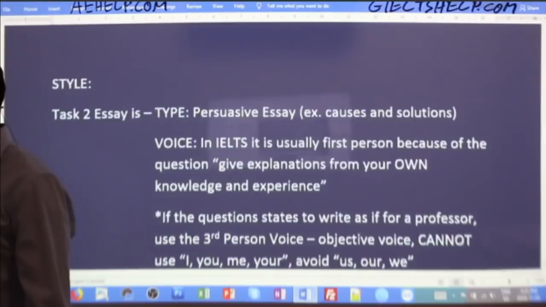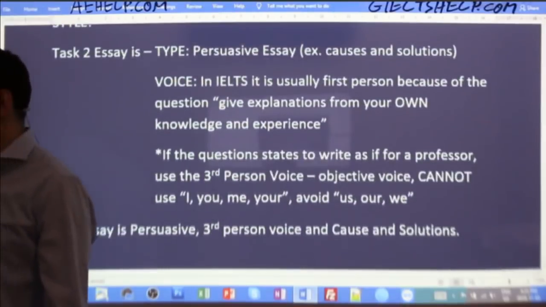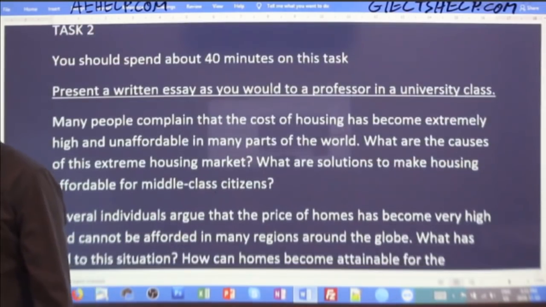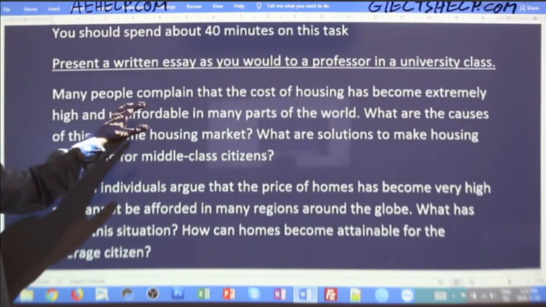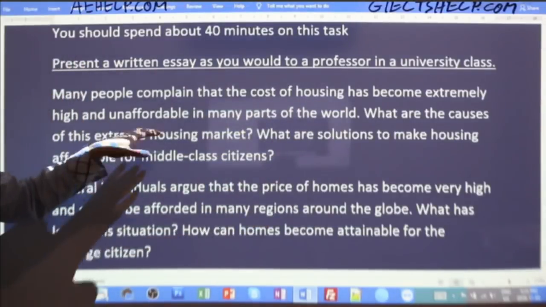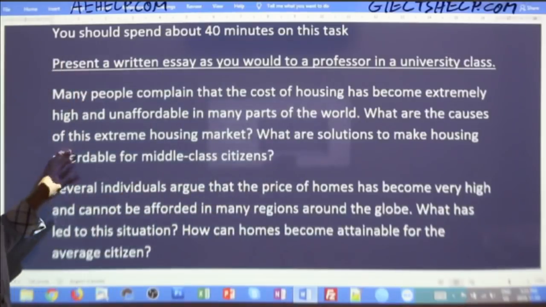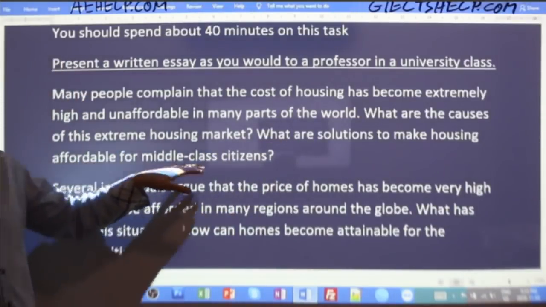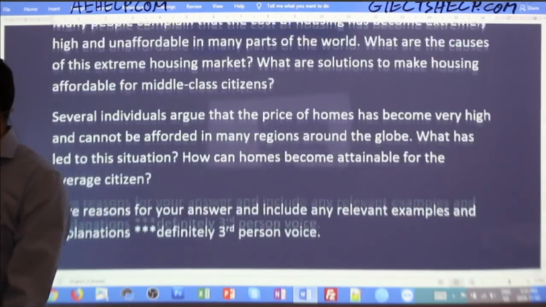Now, causes and solutions. Think about what, why, how for causes, then for the solutions. The original question is: many people complain that the cost of housing has become extremely high and unaffordable in many parts of the world. What are the causes of this extreme housing market? What are solutions to make housing affordable for middle-class citizens?